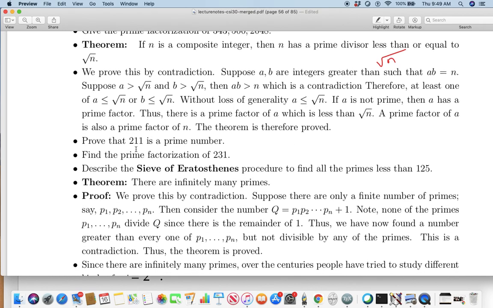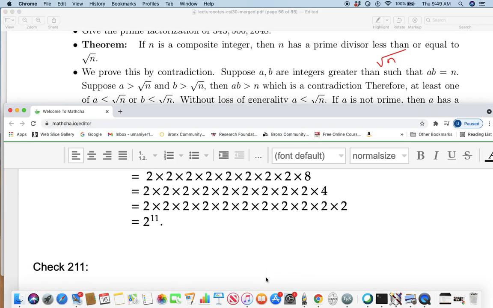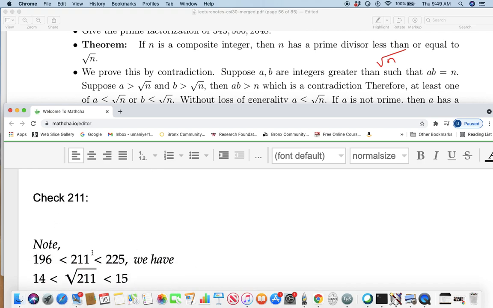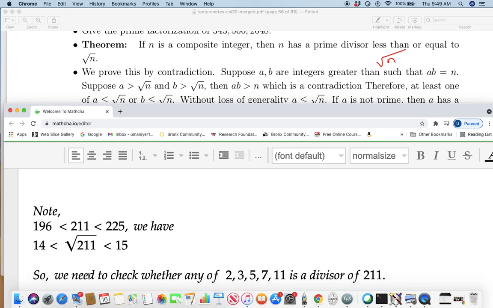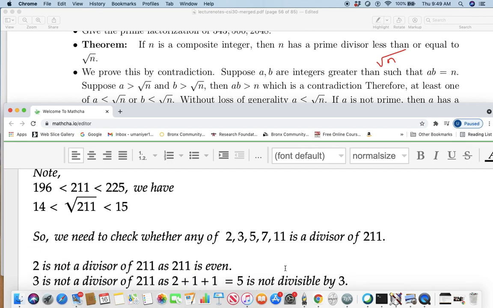Okay? Prove that 211 is a prime number. Well, if it is not a composite number, then you should be able to find a factor less than square root of 211. Let's look at it. Checking for 211. Well, 211 is between 196 and 225. So square root 211 is between 14 and 15. In other words, we need to check whether 211 has any prime factors less than 14. What are the prime factors less than 14? 2 until 11, okay? 2, 3, 5, 7, 11.